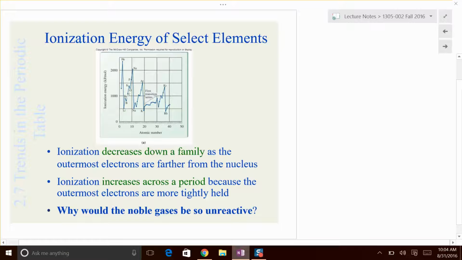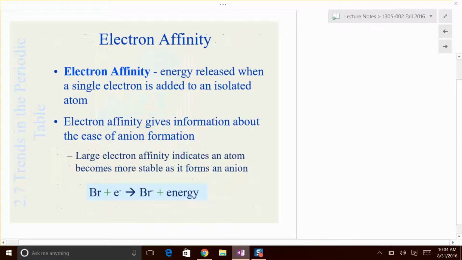Here's just showing ionization energy, just showing that kind of pattern. Lithium, sodium, potassium, rubidium, as you're moving down, it's decreasing. Same thing with neon, argon, krypton, and so forth. So that's the trend for ionization energy.